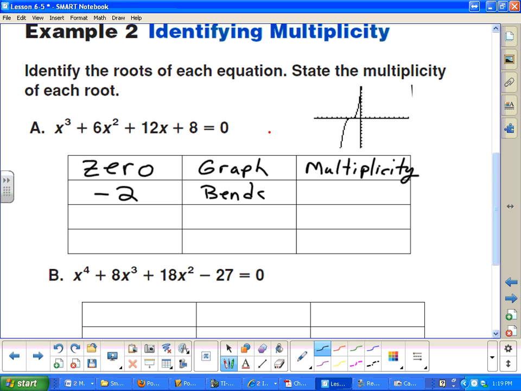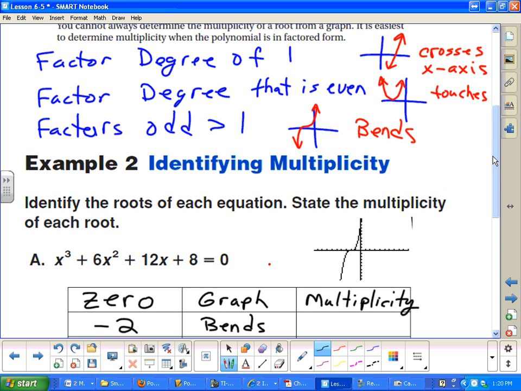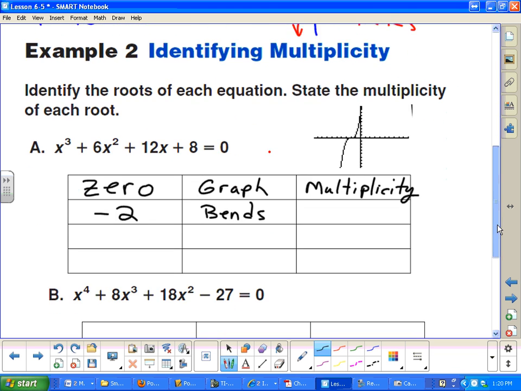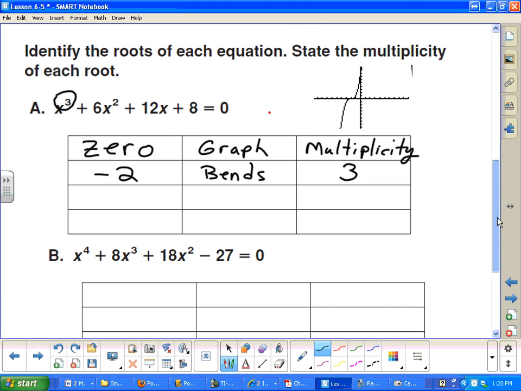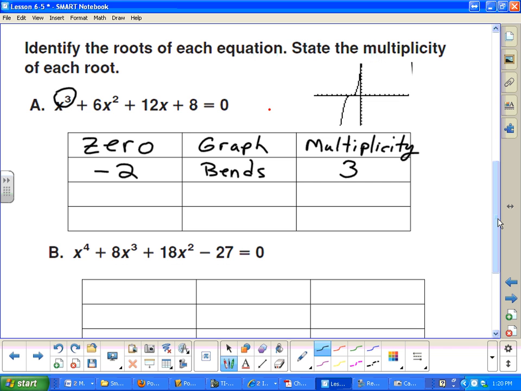So if it bends, that means that the factors have to be odd greater than 1. Well, since the degree of this polynomial is 3, the best it can be is 3. Or it has to be 3. Okay. So what does that really mean? What that means then is that there's only one factor.